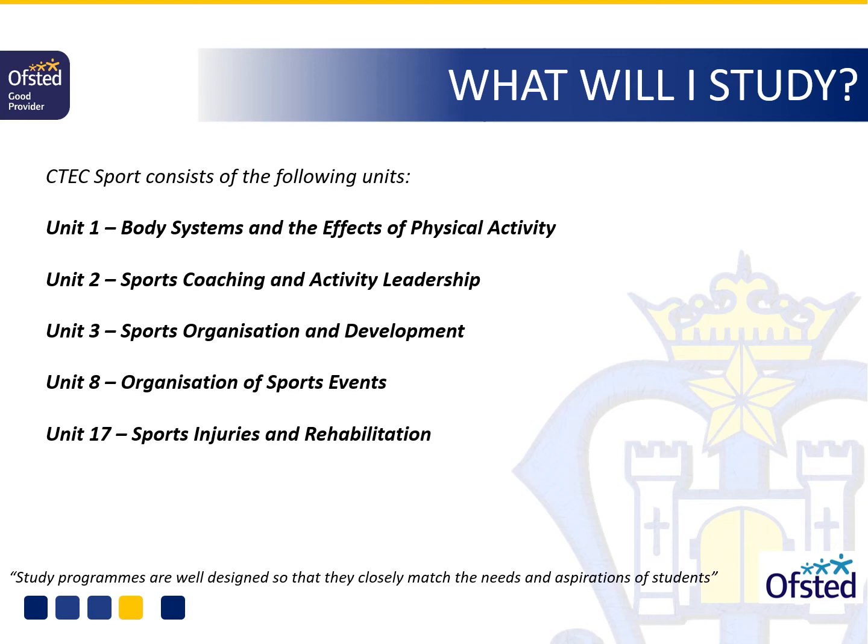So on this slide, 5 different units which we cover within the CTEC Sport qualification. Unit 1, body systems and the effects of physical activity. The unit where we look at different body systems, its response to exercise, then hopefully giving us that underpinning knowledge to apply within some of the other units which we cover.